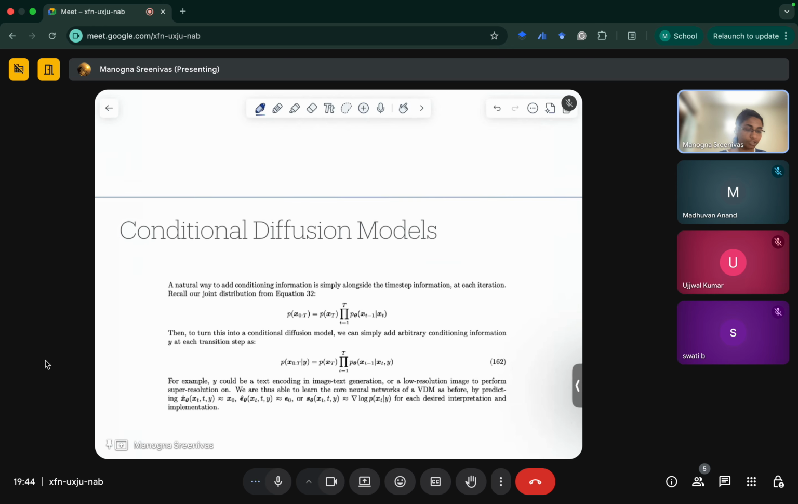In conditional diffusion models, what changes in this diffusion process, apart from the latents that we have, is that we also have another condition called y. That makes this whole process conditional.